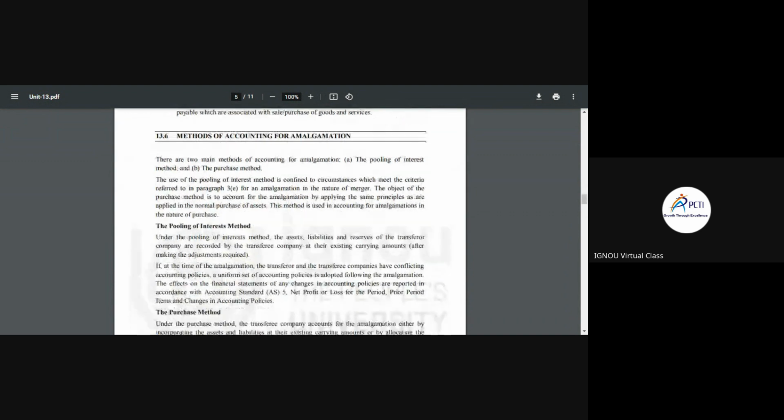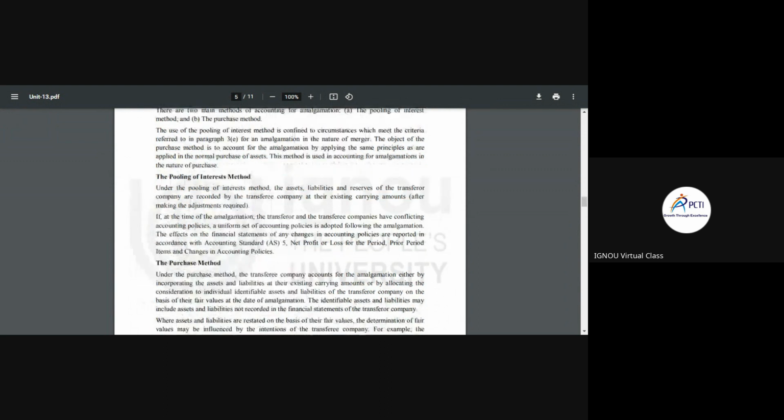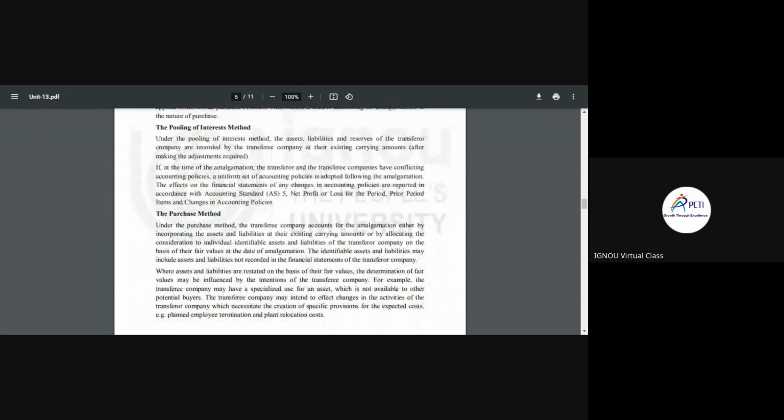Then we have different methods for accounting for amalgamation. First one is the pooling of interest method and the purchase method, which we have already discussed in the previous lectures. In the case of pooling of interest method, we will use the accounting standard, that will be accounting standard 5, and we will check the net profit and loss for the period, prior period items, and what are the changes in the accounting policies.